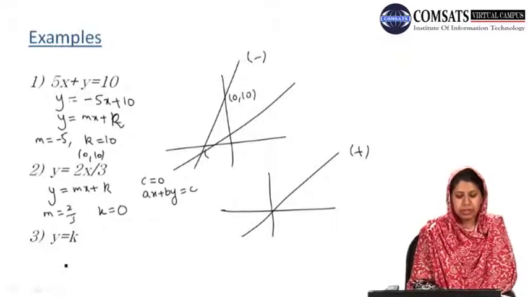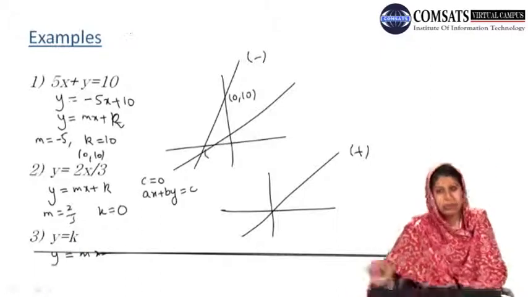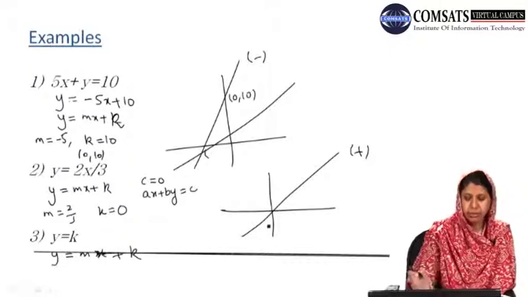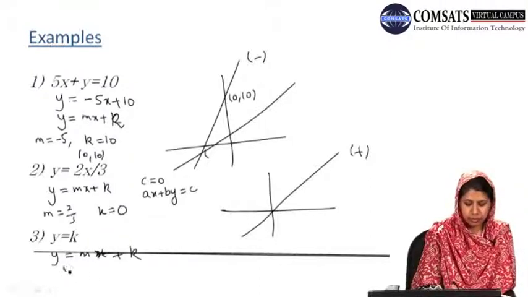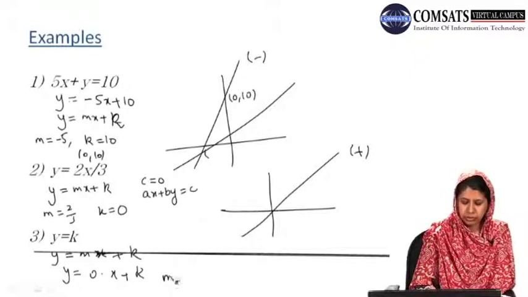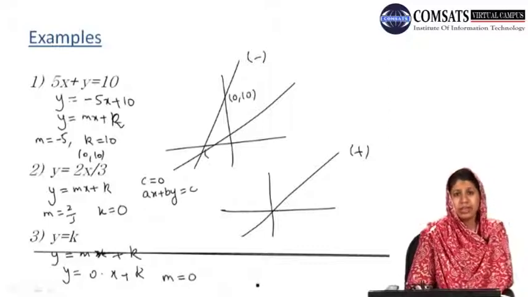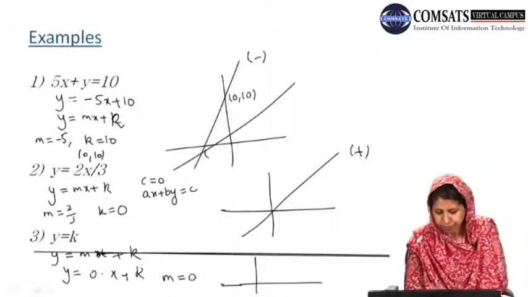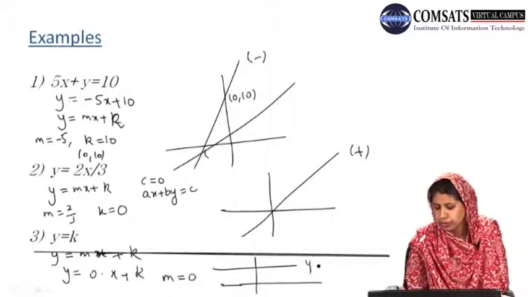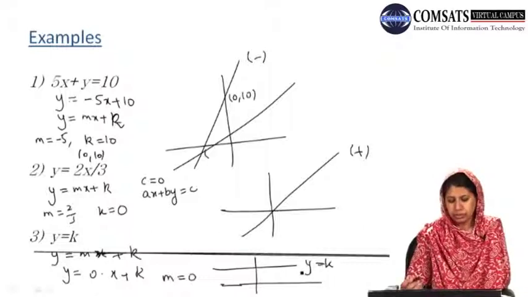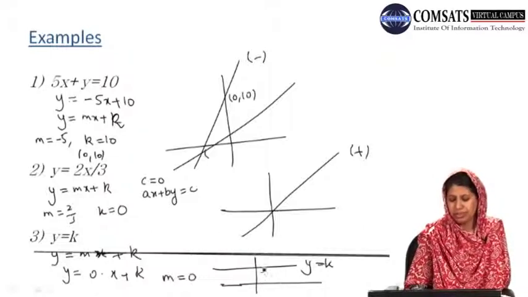Okay, one more example, we have y equals k. Comparing it with the general form, y equals mx plus k. What do we obtain? That here y equals 0 times x plus k, which means that m equals 0 here. So the line has no slope. The line with 0 slope is just the horizontal line. y equals k with 0 slope, and the intercept is k, that is when x is 0, y is k.